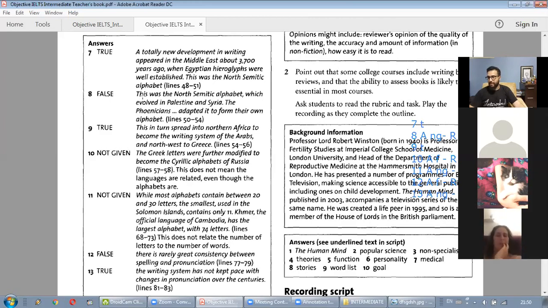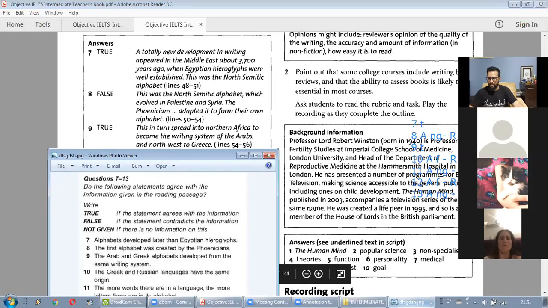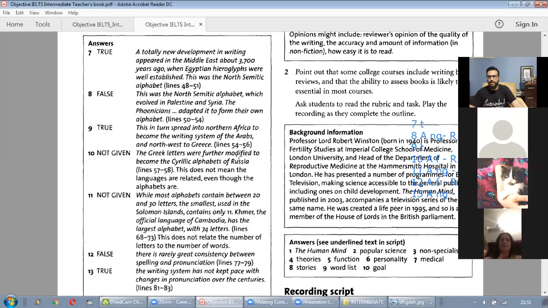Okay, but it turns out that it says here that this was the North Semitic alphabet, which evolved in Palestine and Syria. The Phoenicians adapted it to form their own alphabet. So it's opposing information. Here it says it was created by the Phoenicians, but it wasn't created by the Phoenicians. It was someone else. Someone else did it. It wasn't them. Do you get the idea? Yeah. All right, and then in number 9, you both got it right.